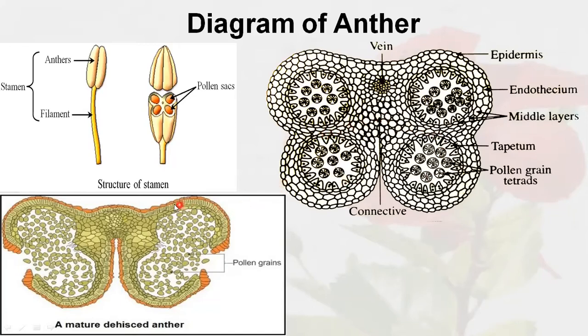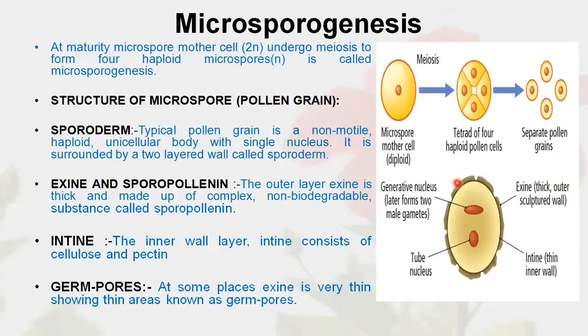This is that one chamber in which, after maturity of the anther, the anther will burst and the pollen grains come out. Now, this is the pollen grain tetrad inside the sporogenous tissue. This pollen grain tetrad consists of pollen grains. So, we must learn about the structure of a single pollen grain, which is given in the next diagram. At maturity, the diploid microspore mother cell will give us 4 haploid pollen cells, which is called a tetrad.